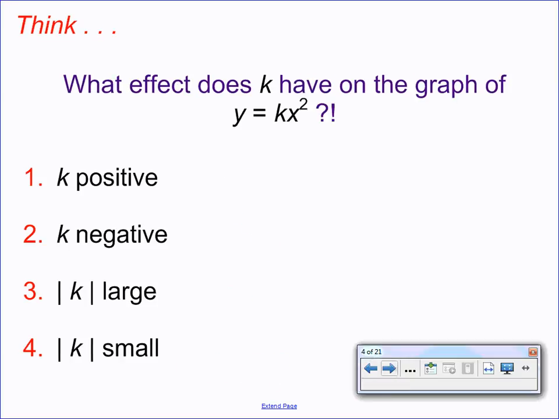Kx squared, k positive, right side up, bowl shape, total bowl shape. Versus negative k values, upside down. So upside down bowl shapes. Absolute value of k is large, going to be taller y-coordinates, steeper arms versus absolute value of k smaller. Now we're talking about shorter y-coordinates, less steep arms.